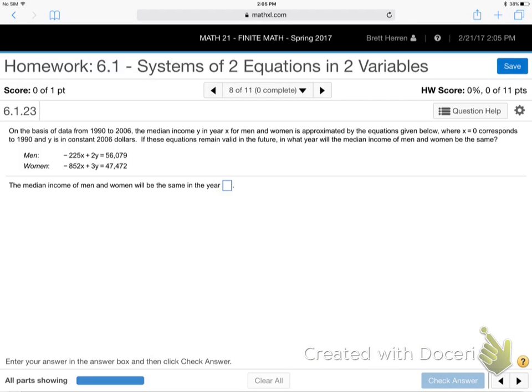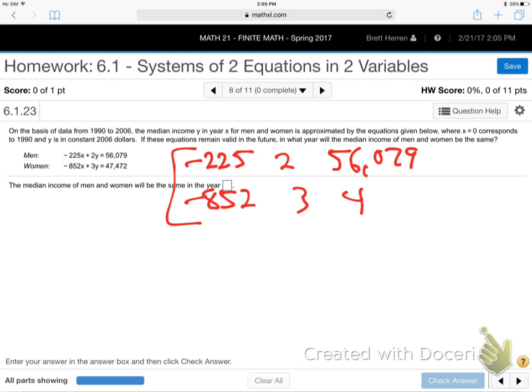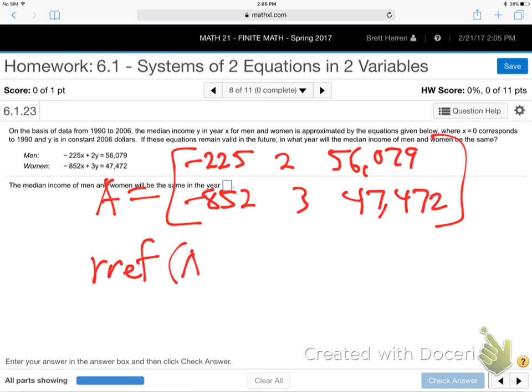But let me make sure the first step is clear. Yeah, so in other words, it's another solve-it. So just type in minus 225, 256, 079, minus 852, 3, 47, 472. Just type it in, do RREF, put that into matrix A, get your answers.